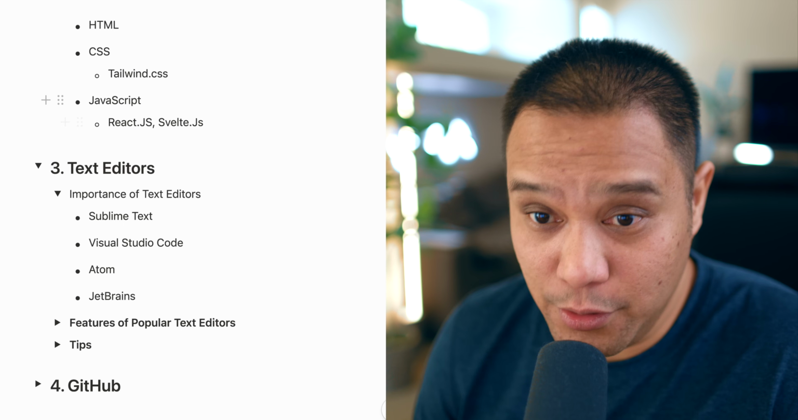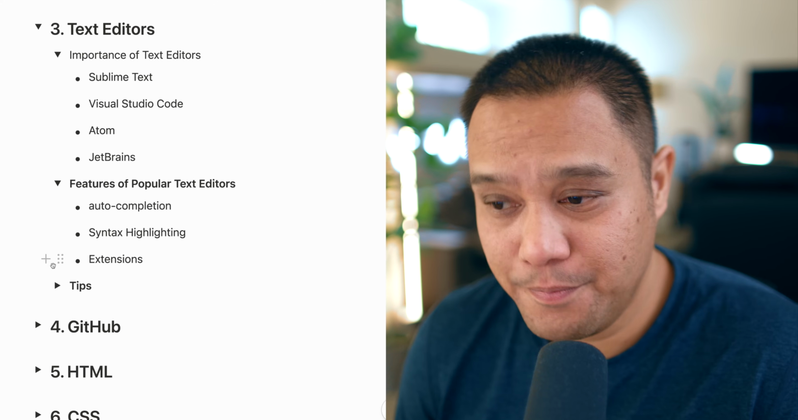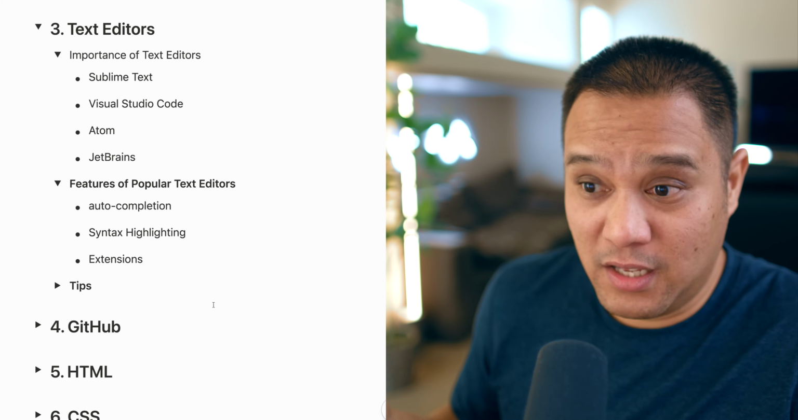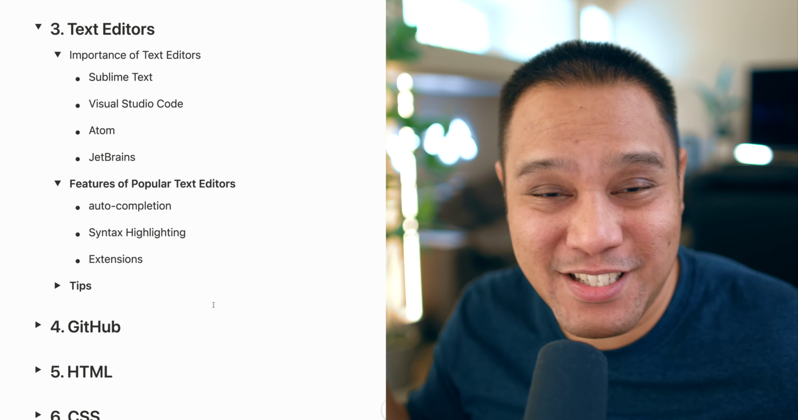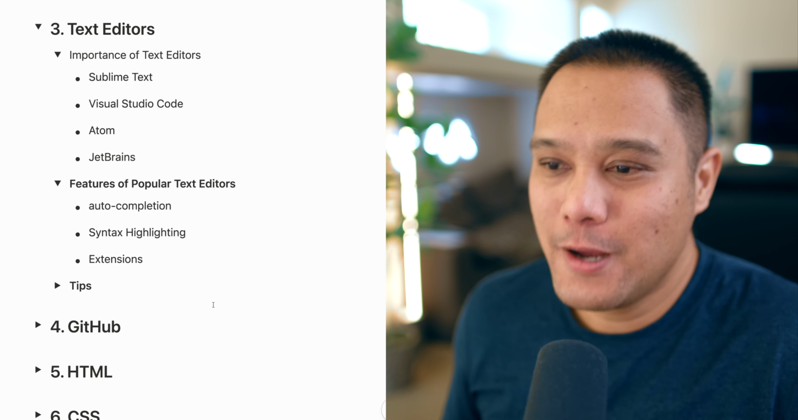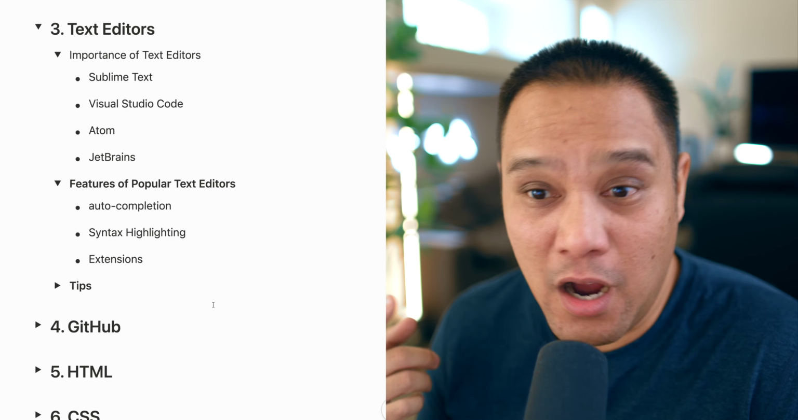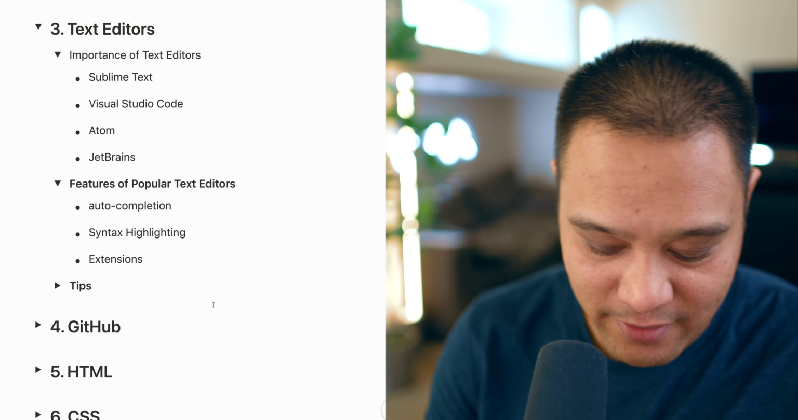A lot of people use them, right? Some cool features of popular text editors, which is why we love them rather than using Notepad or something. One of my first text editors as a junior developer was Notepad++ on a Windows computer. Number one is auto completion. It just makes it easier to write your code. Then syntax highlighting. I'll give you an example.